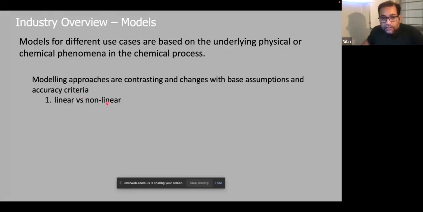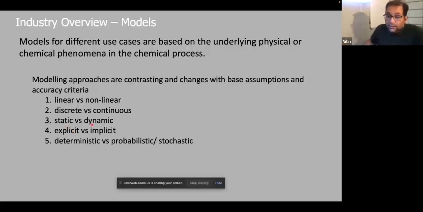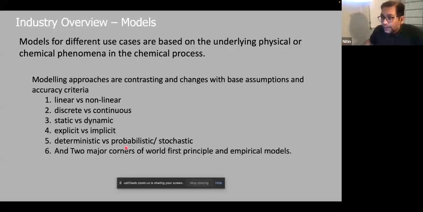For that, we usually depended on linear and non-linear modeling, discrete and continuous systems, static versus dynamic, explicitly or implicitly defined problem statements, and deterministic modeling versus probabilistic or stochastic modeling. Can we do this or not? There are two major corners of the world: first principle models, and then empirical models, and both are used in the industry to some degree, sometimes together.